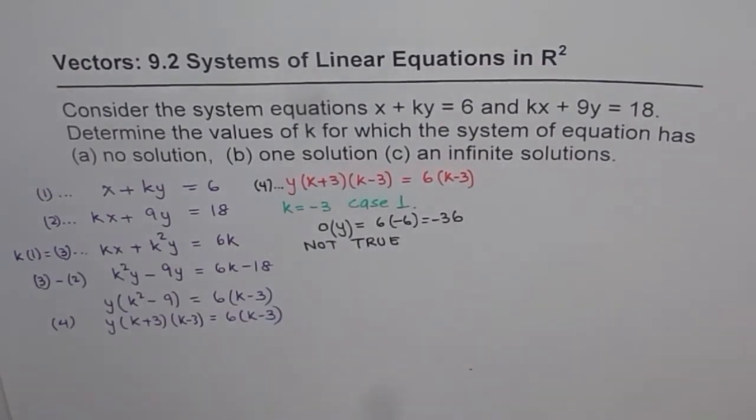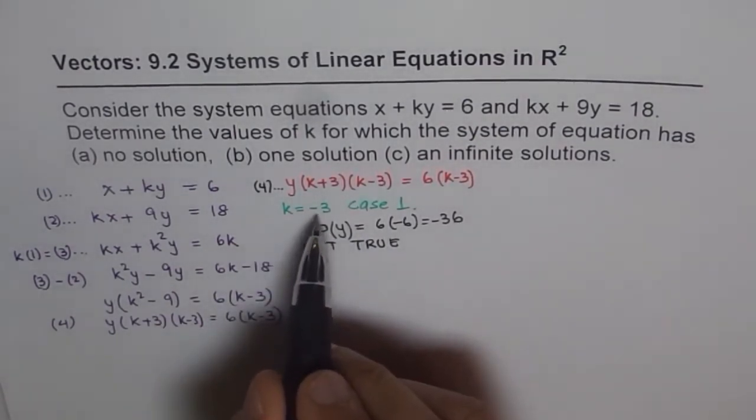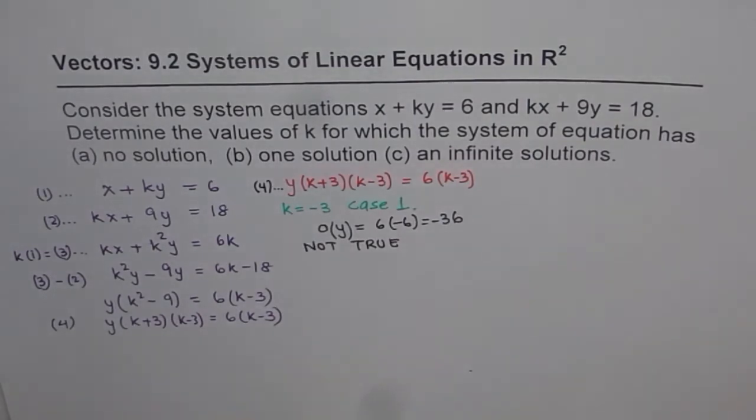So that means if k equals minus 3, we'll end up in a situation where there is no point of intersection and there is no solution. Do you understand? That is what it means. No solution at all. So let's see if it really is like that.